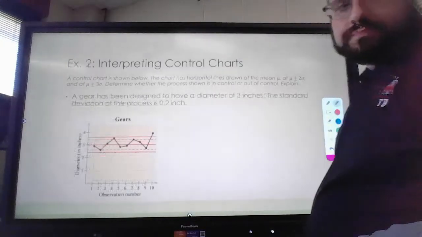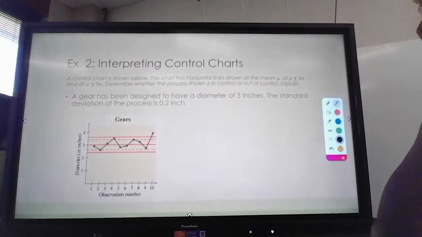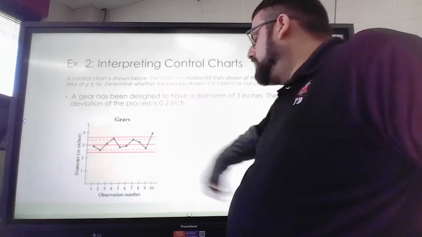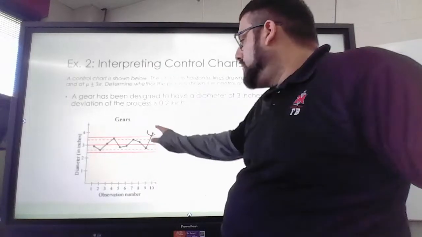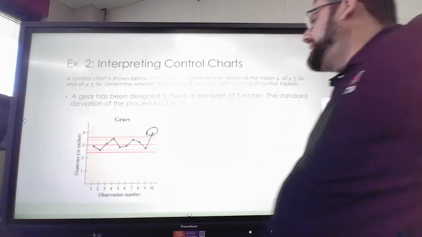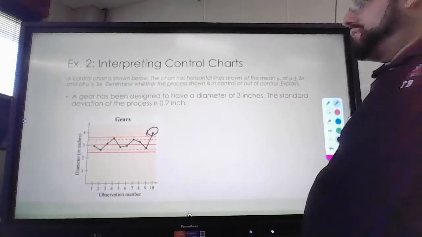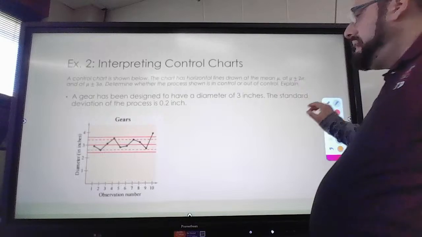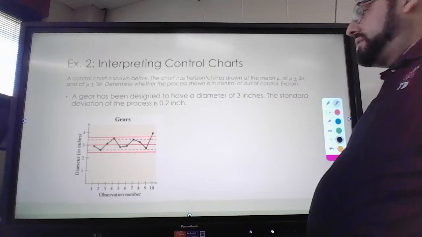Here's another example. A gear has been designed to have a diameter of 3 inches. Standard deviation of the process is 0.2 inches. Again, the dotted lines represent the 2 standard deviation mark. The solid lines at the top and bottom represent the 3 standard dev mark. Already, right here, I have a point outside of the 3 standard dev mark. That would be considered out of control. All it takes is one. All it takes is one outside that 3 standard dev mark.